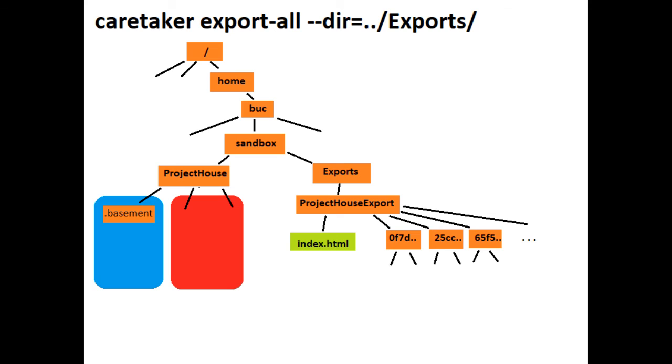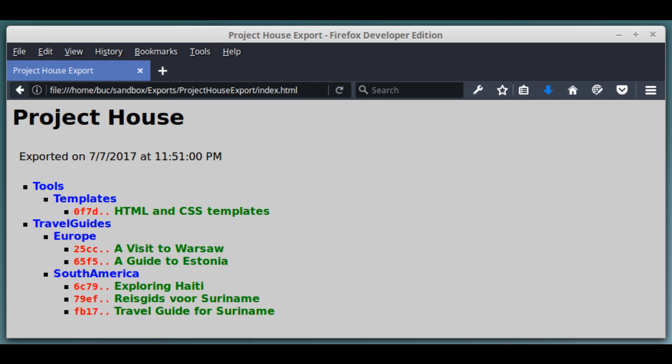And there is an index.html file which holds an exported version of the archive and looks like this in the Firefox browser. Each of the 6 project lines in this overview is a hyperlink to the according project.html file of the according project. That way, we can browse through the entire exported project house and all its contents.